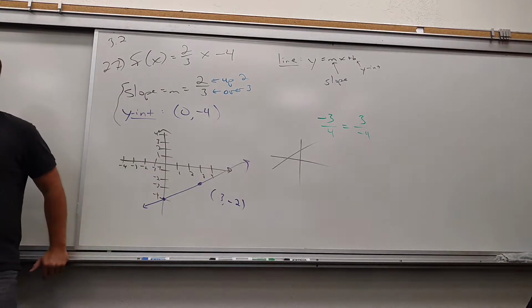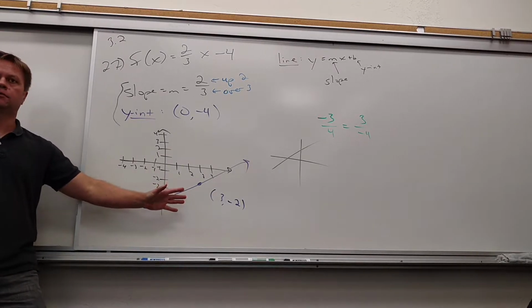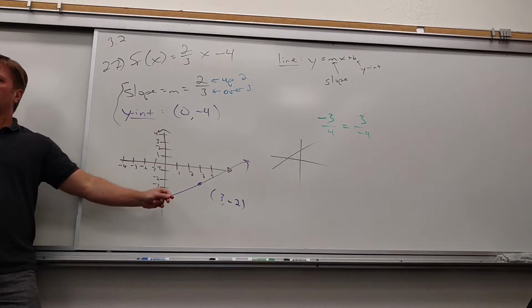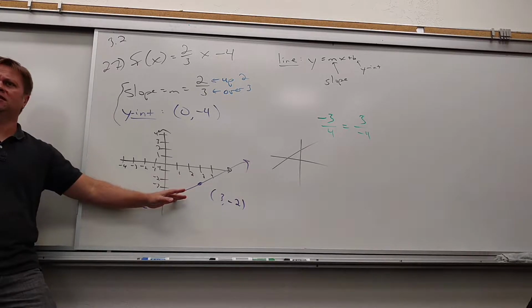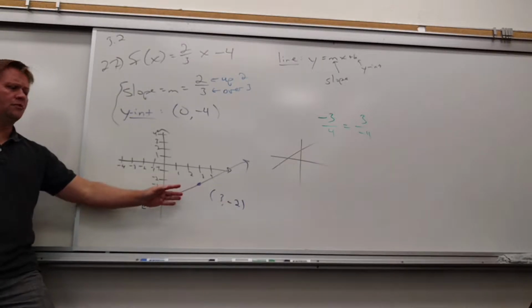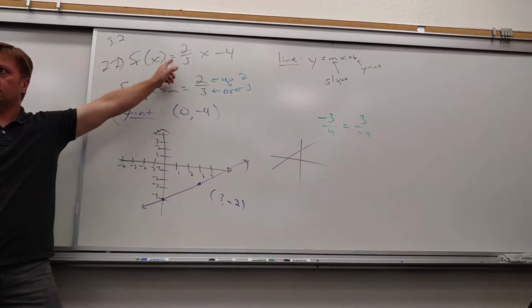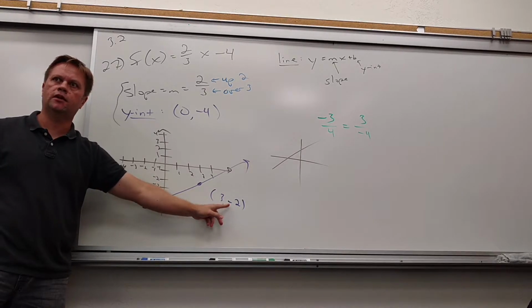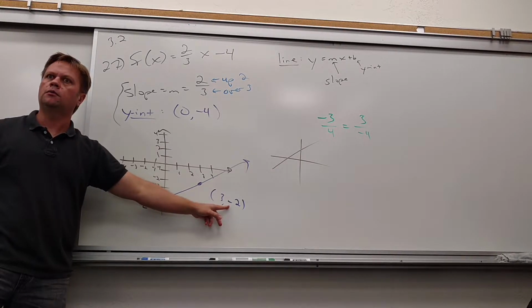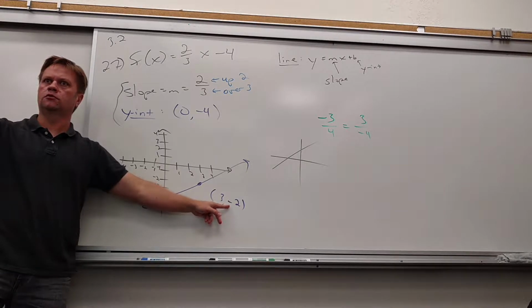All right, it's on the line. What does that mean? Where did this line come from? I love you guys. You're like, I don't know, man. It came from this. This is where that line came from. So what must be true about this point because it's on the line? What must it do?